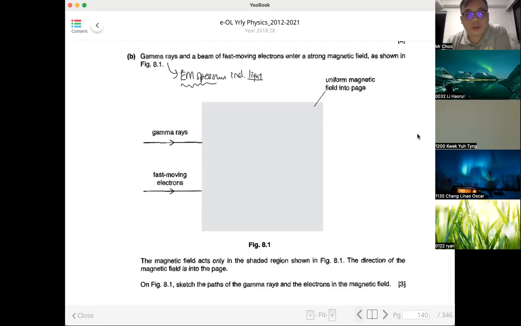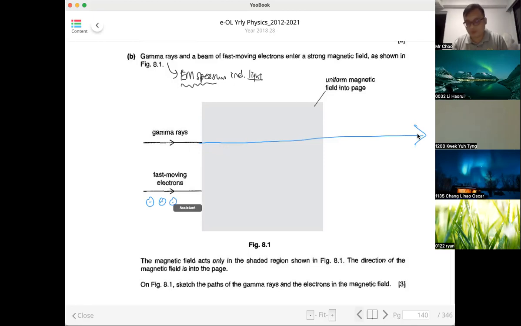Let me go through the first one first. Gamma ray is not a current, it's not charged, it's also not a magnetic material. So in a magnetic field, it will do nothing. For the gamma ray, you will just go straight, with no reaction. So these are all electrons.